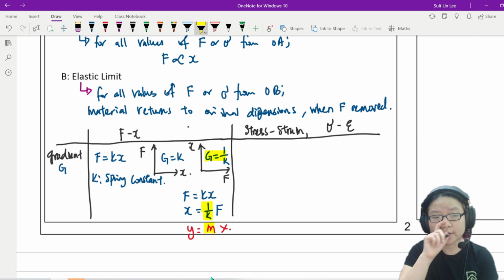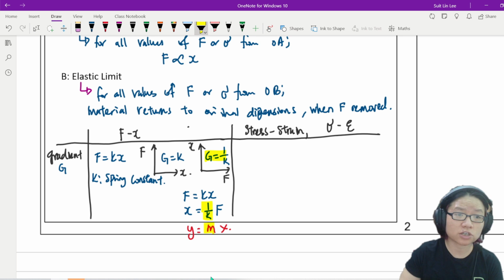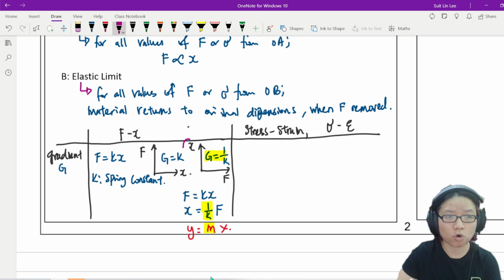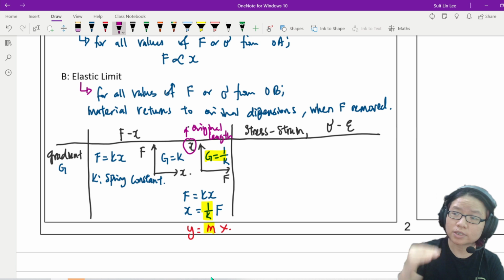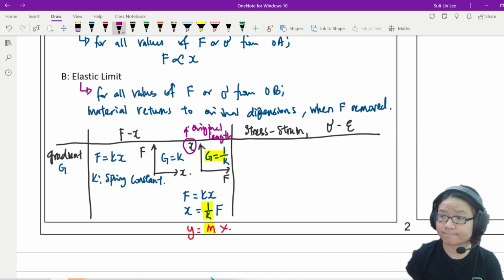Okay, one last thing about graph is they don't always give you extension. Sometimes they will give you original length. So please try out questions like that. Don't worry, the gradient is still 1 over k. You just need to shift the graph up or down a bit. Okay, be careful, read the graph.